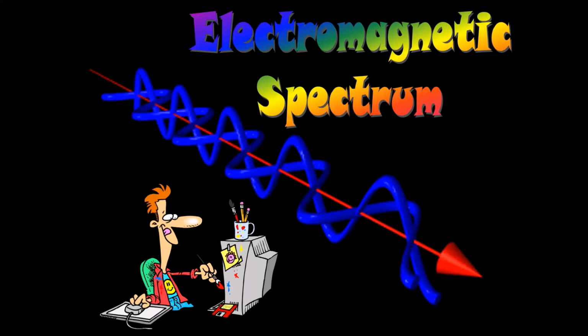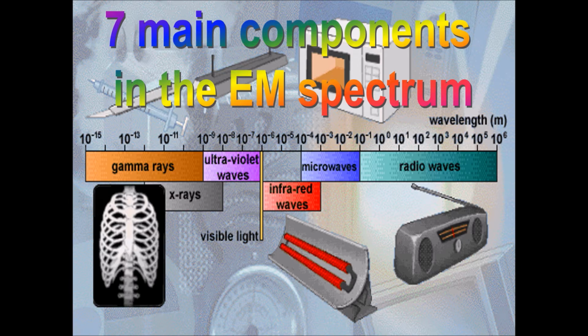Hi everyone, today we are going to be talking about the electromagnetic spectrum. Now there are 7 main components in the electromagnetic spectrum. There are gamma rays, X-rays, ultraviolet waves, visible light, infrared waves, microwaves, and radio waves.